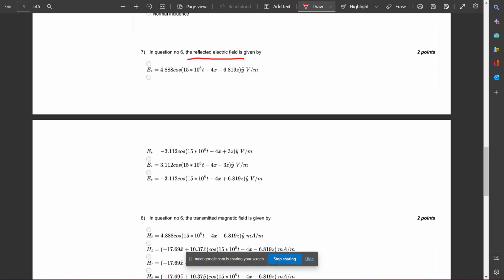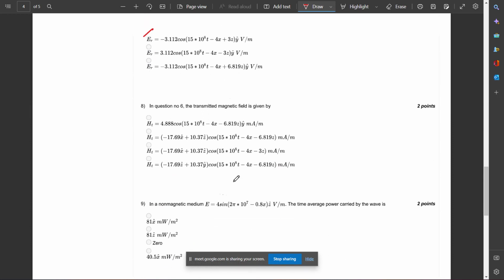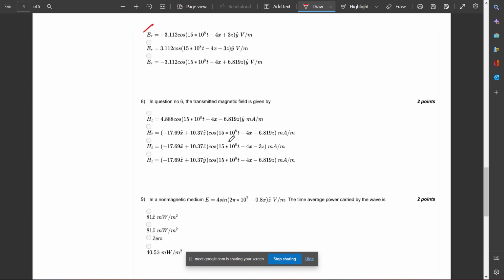Minus 3.124, something plus 3z. So the option here is option B. This one is the correct option, right? Is there any problem or should I go ahead? Okay, ठीक है. कोई कुछ पूछ नहीं रहा तो मैं आगे बढ़ती हूँ फिर.